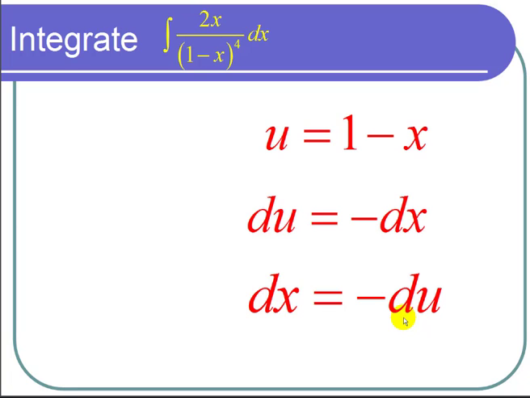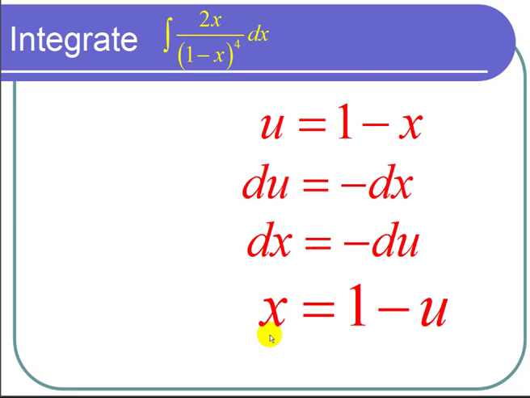So I'm not quite ready to substitute yet because I've got my dx as negative du. I have my 1 minus x to the fourth as u to the fourth. But the 2x, this x, is just left hanging. So I need to work on that. And the trick to that is to notice that u is equal to 1 minus x. So if u is 1 minus x, I can add x to both sides and subtract u from both sides. And what I get is that x is equal to 1 minus u.